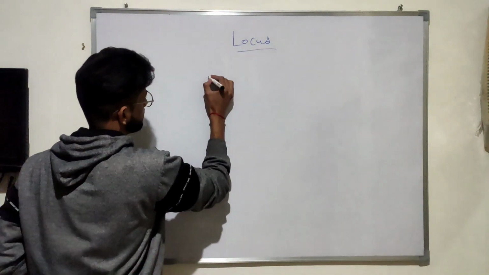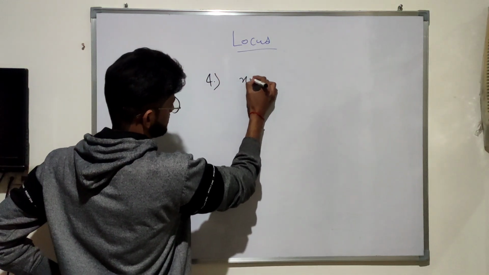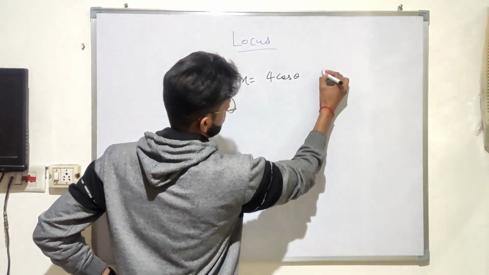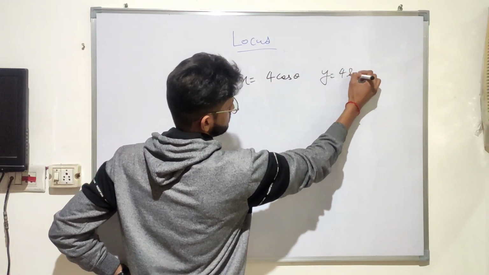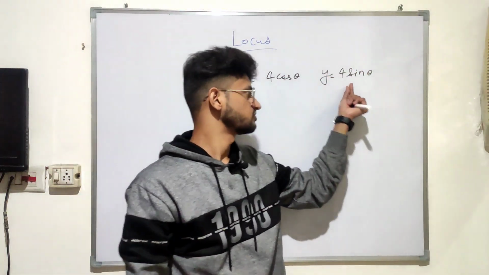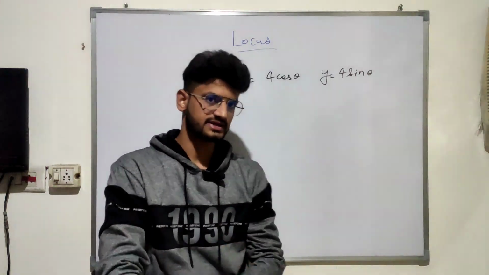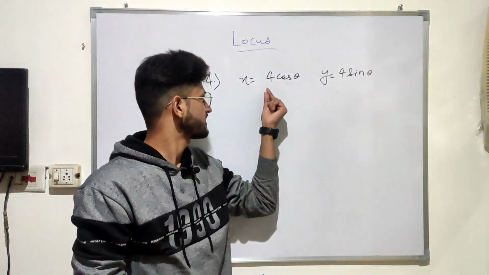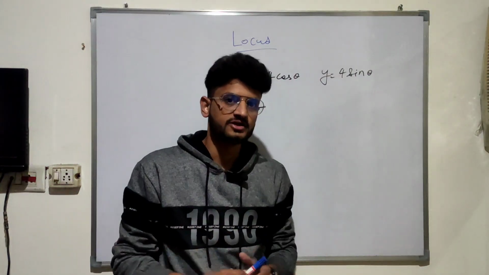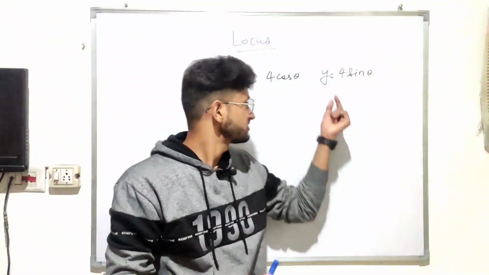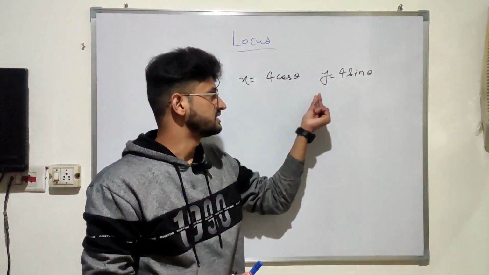So basically, let's say if we have another point, that is x is equal to, let's say, 4 cos theta, and y is equal to 4 sin theta. So this is the condition given to us, that x is going to be this value and y is going to be this value. So in this case, theta is variable. If theta changes, then the value of x and the value of y are also going to change. So if these values are changing, what curve will be plotted after putting in all the values of theta?